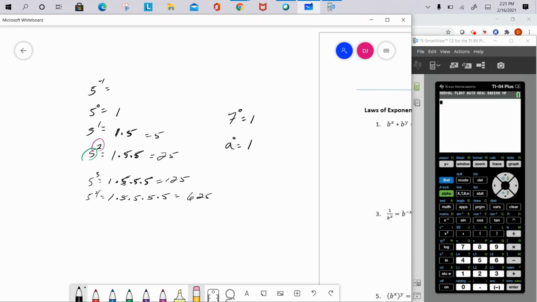While we're here, let's keep going. What about a negative exponent? What does a negative exponent indicate? Well, sometimes the negative sign means negative. Sometimes it means opposite.